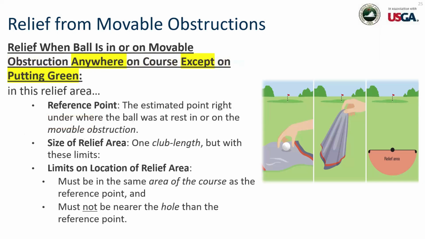Reference points that spot where it was right under that movable obstruction. If you're not 100% sure, you just estimate that point, no big deal. You get 1 club length, but again, you have to stay in the same area of the course. So if you are in the general area, stay in the general area. Maybe it's in a bunker. You need to stay in that bunker in order to keep with free relief. And it can't be near the hole. So like everything that we talk about, you can't be near the hole.